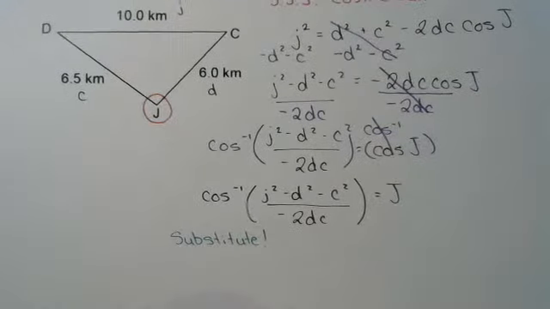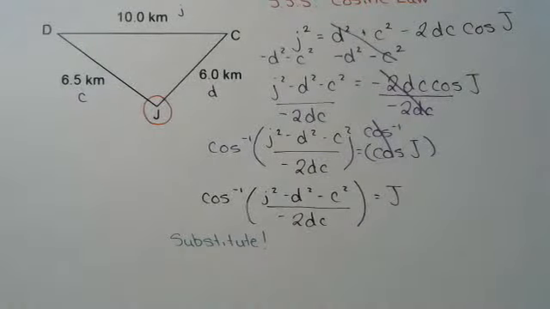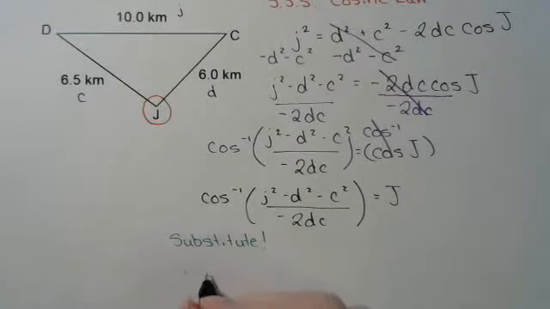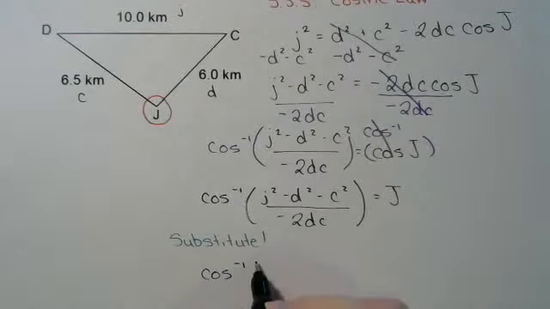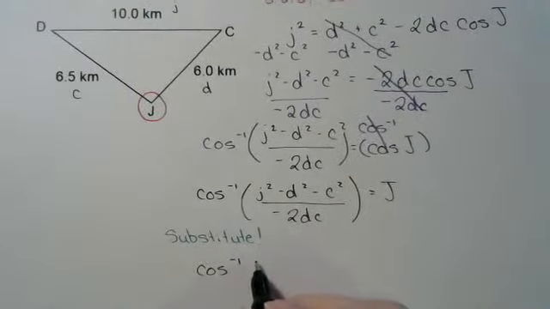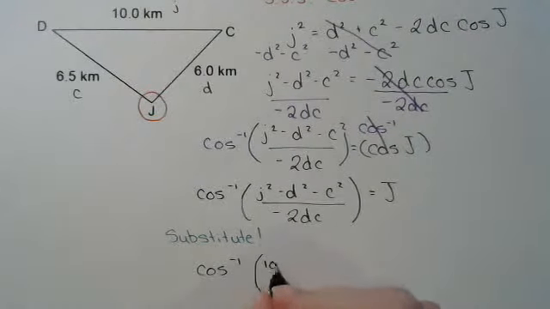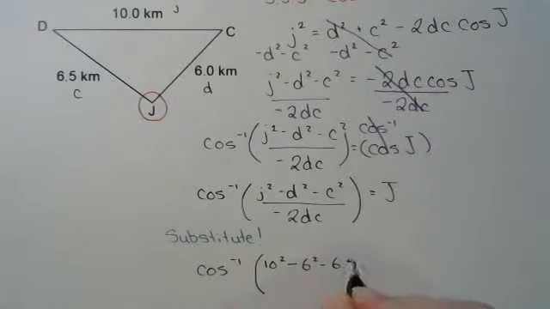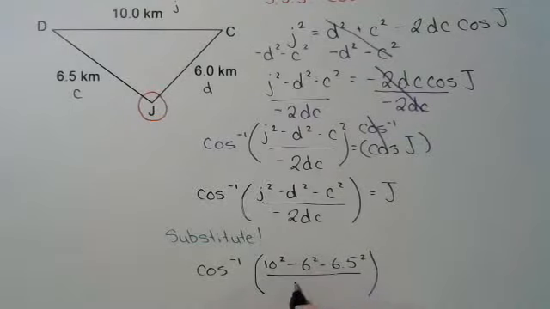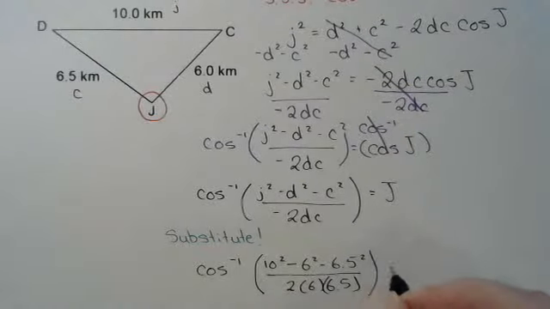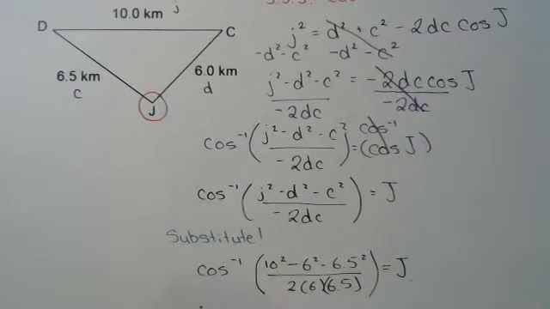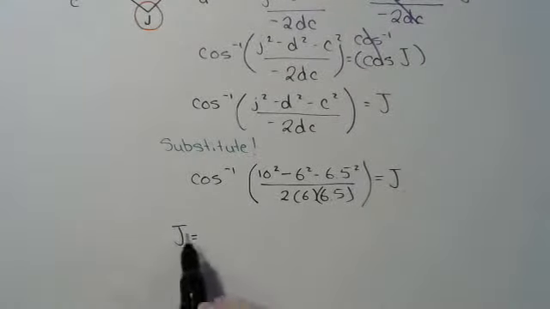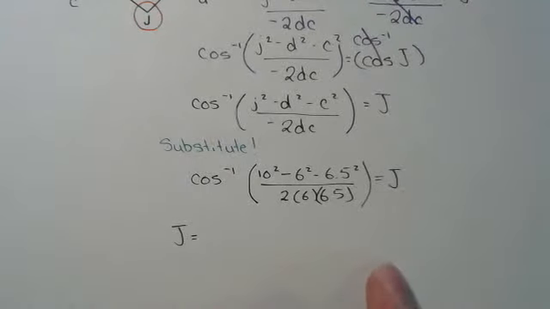So I have, cos inverse, cos negative 1 of, trying to keep the values in there, 10 squared minus 6 squared minus 6.5 squared, all divided by 2 times 6 times 6.5, all that equals J. And I always like to put J on this side for some reason. For some reason we like to put our one variable on the left, that's just kind of how we read it.